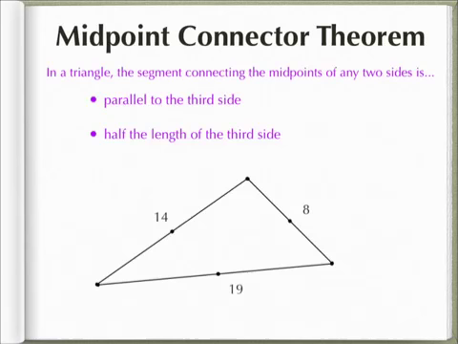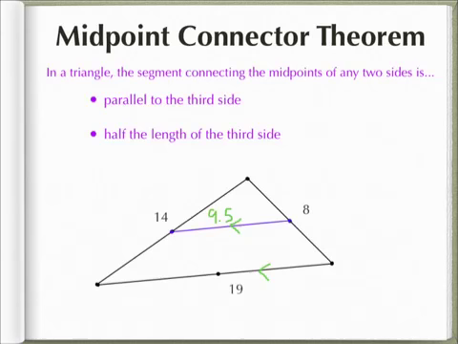So in this triangle, for example, if I connected those two sides, this segment here is going to be parallel to this line down here. And it's also half the length of that side. So this side down here is 19. What's the length of this side? Oh, that's going to be 9.5. 9.5, yep.